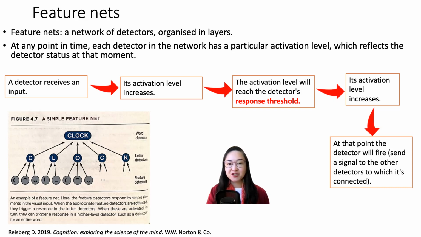Here, the feature detectors respond to simple elements in the visual input. When the appropriate feature detectors are activated, they trigger a response in the letter detectors. When these are activated, in turn, they can trigger a response in a higher level detector, such as a detector for an entire word.